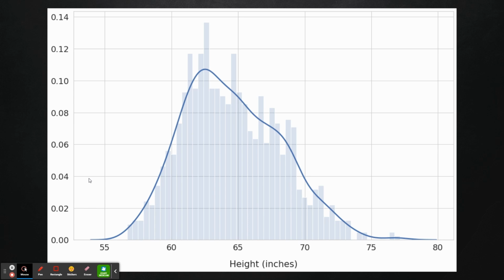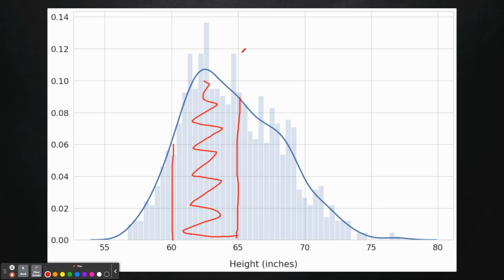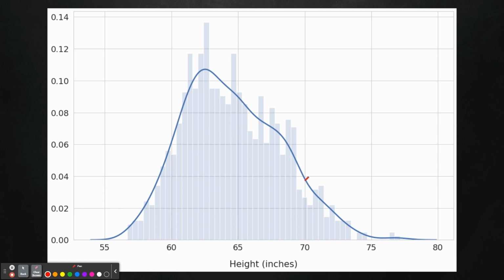Since the height of all these bars represented proportions of the data set, the area underneath the density curve also represents proportions. So the area under the entire curve would add up to 1 or 100% of the data. We could use the density curve to find proportions of the data set, say, that fall between 60 and 65 inches. That would represent the proportion of students whose height is between 60 and 65 inches. Or if we were curious about the proportion of students who are greater than 70 inches tall, we could find this area under the curve over here.